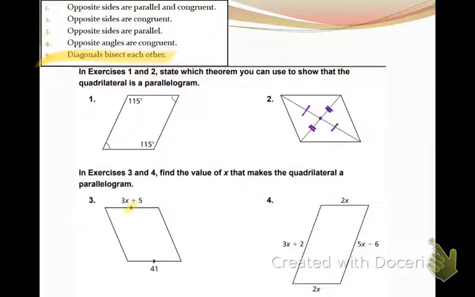So in number 3, I see these triangles. What do these triangles mean? Parallel. So I have 2 pairs of parallel lines. Okay, if this was a parallelogram, what would 3x plus 5 equal? It equals 41, because opposite sides would be congruent. So then you would solve. What would we do next to solve our problem? Subtract 5. So 3x equals 36. What would we do after that? Divide by 3, so x equals 12.